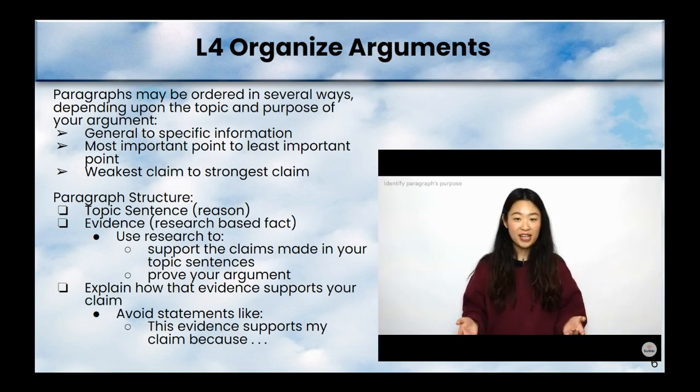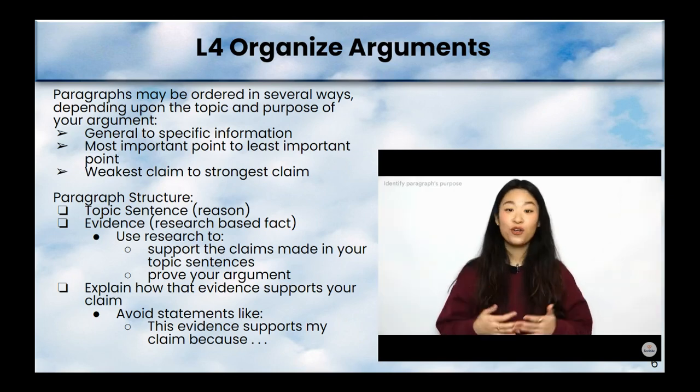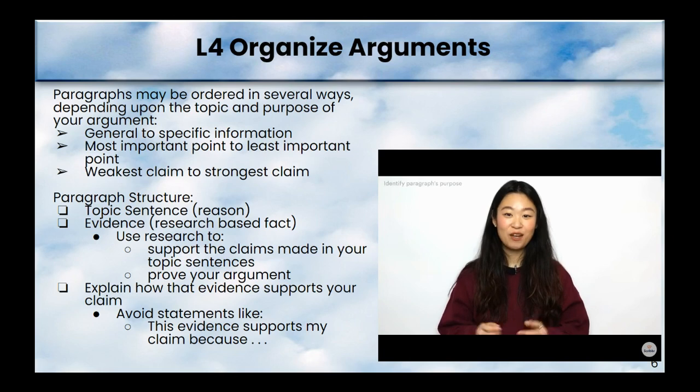You can also use topic sentences to make clear transition between paragraphs or link your ideas together. You'll learn more about writing great topic sentences in our next video in this playlist. But first, let's build the rest of our paragraph.